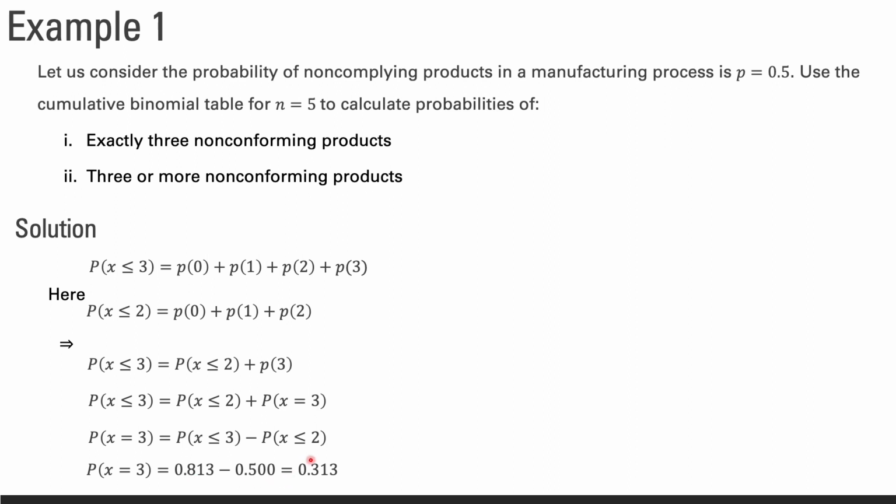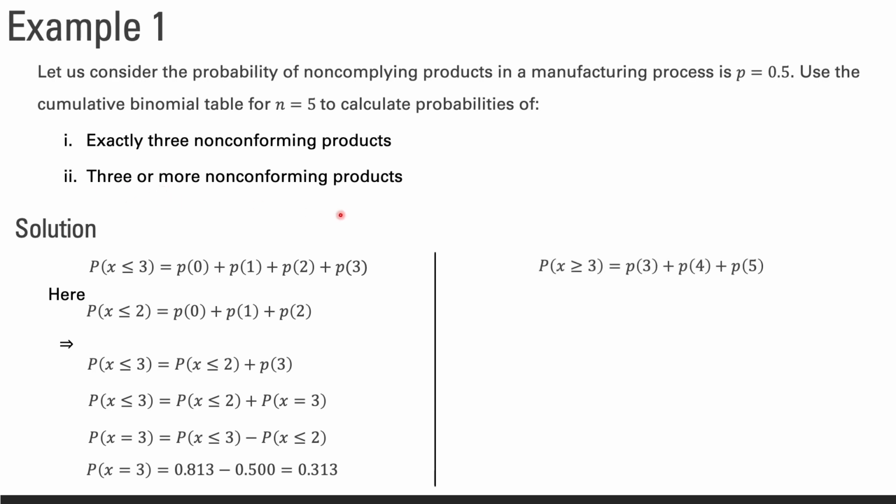We subtract, and this is our probability of finding x, or exactly 3 non-conforming products, which is 0.346, or around 0.35. Now let us do the second part. I hope you understand this one. The second one, let's do the second part.